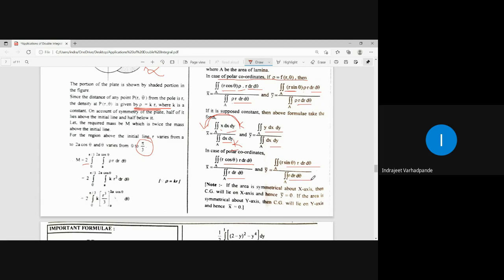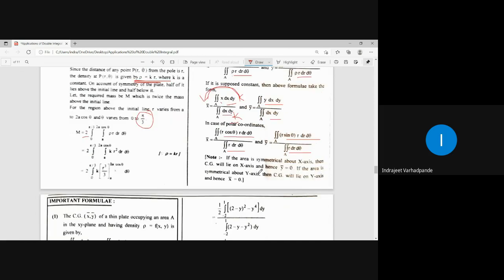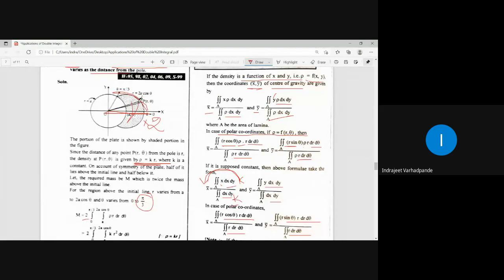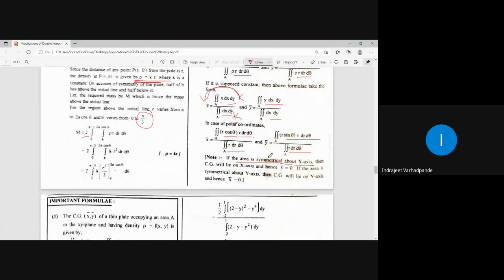This note is very, very important. If the area is symmetrical about the x-axis, like here the curve is symmetrical about the initial line, that is the x-axis, then the center of gravity will lie on the x-axis and the y coordinate will be 0. So y bar will be 0. Whenever the curve is symmetrical about the x-axis, the center of gravity will lie on the x-axis, so y bar will be 0.